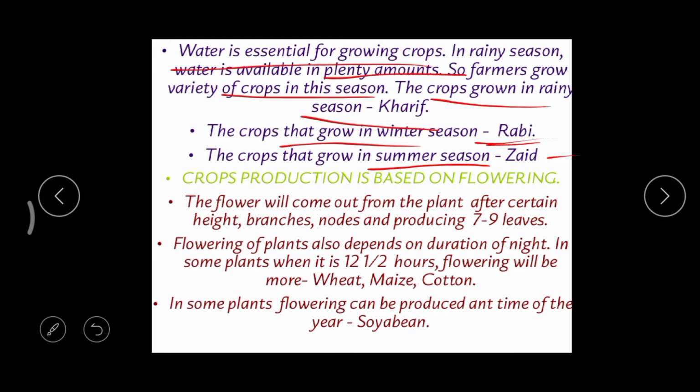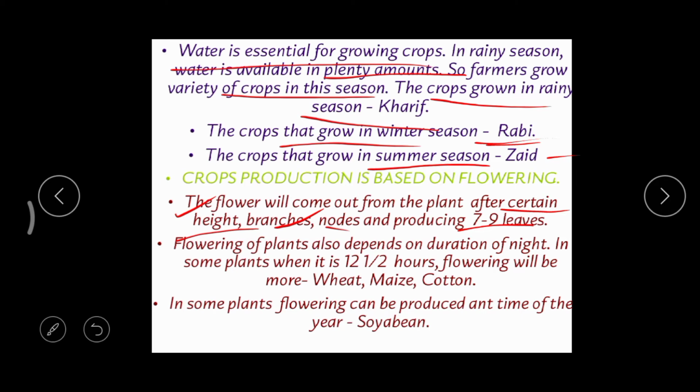The flower will come out from the plant after a certain height. That means from the first day of plantation we cannot get flowers. But when the plant has grown up to a certain height, and it develops certain branches and nodes, and when the plant develops 7 to 9 leaves, from that time we can observe flowering. From birth onwards we cannot find flowering, right? After the plant grows to a certain age or period, only then does flowering develop.